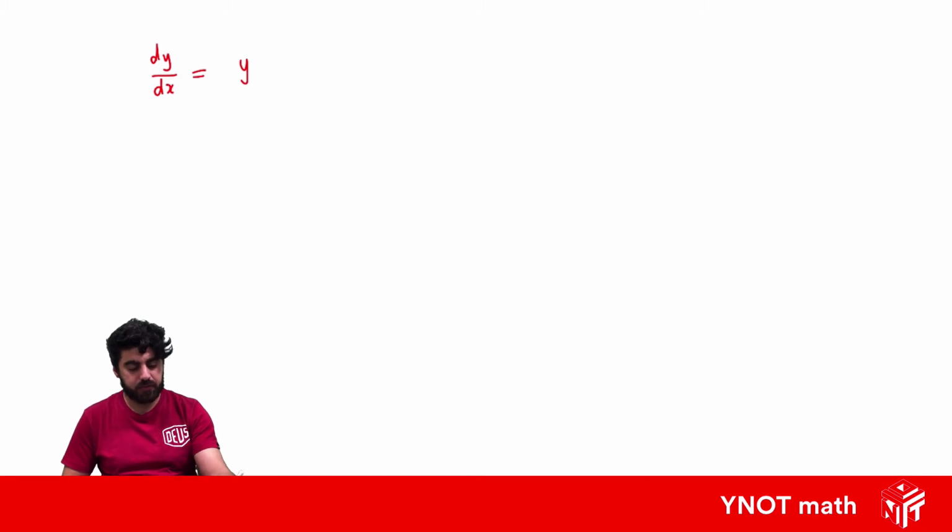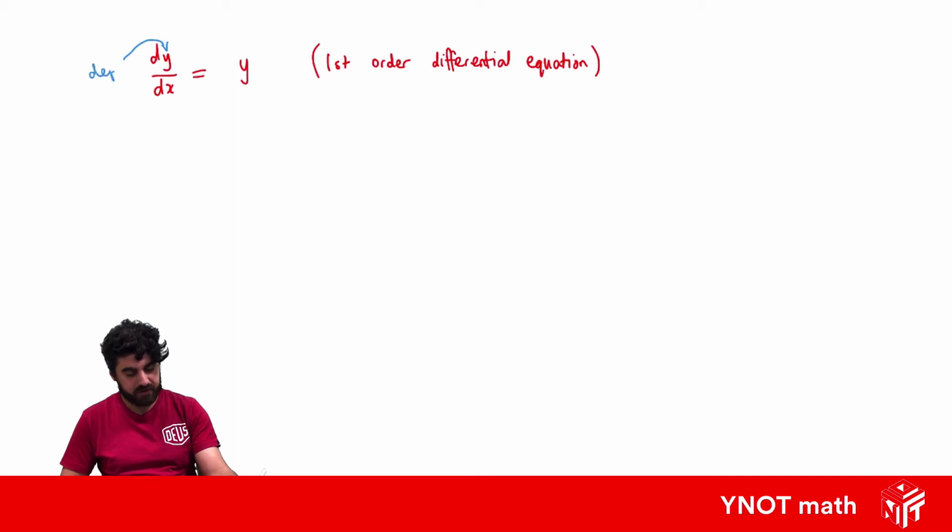This is an example of a first order differential equation because it involves a first derivative. So we can see the first derivative being dy dx. And here, whatever's on top, we're going to treat as our dependent variable, and whatever's on the bottom is going to be our independent variable.